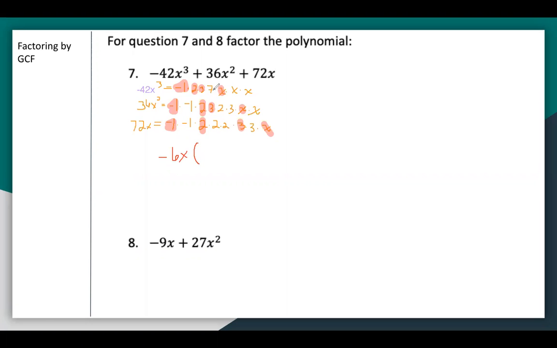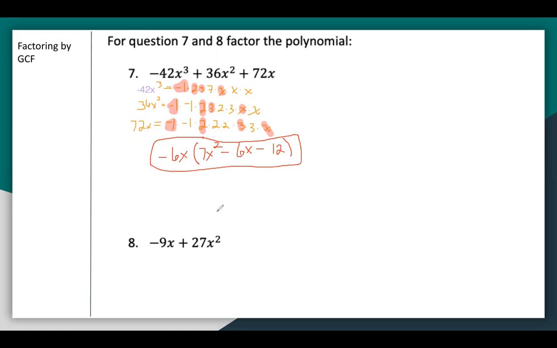Well, what's left of the first term? What's left is 7x squared. What's left of the second term? That is negative 6x. And what's left of the third term? Negative 12. 2 times 2 is 4, times 3 is 12, times negative 1, which is negative 12. And now this is factored out by the greatest common factor.